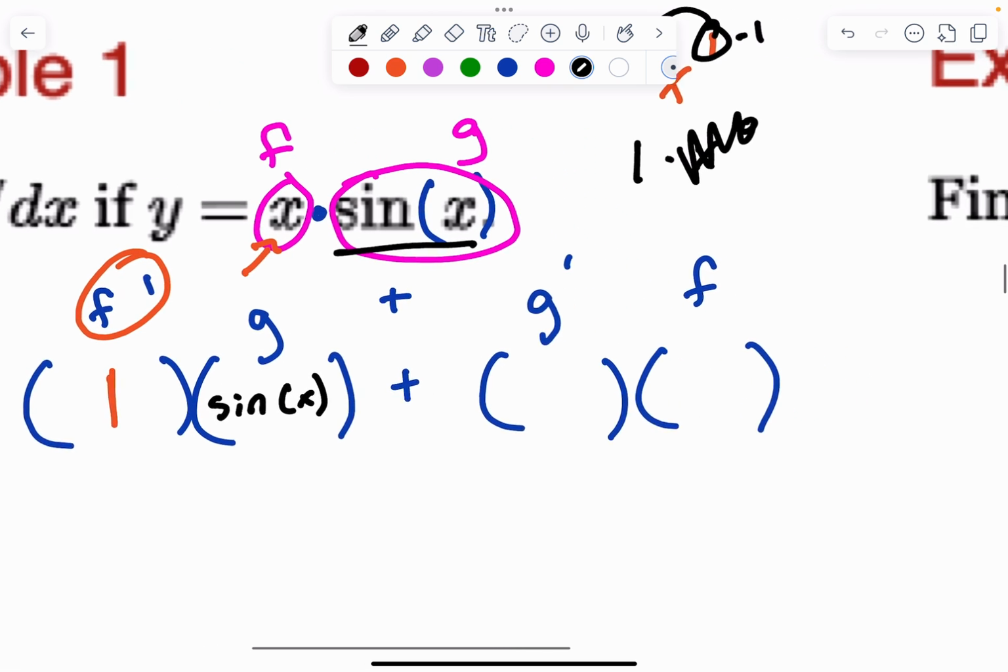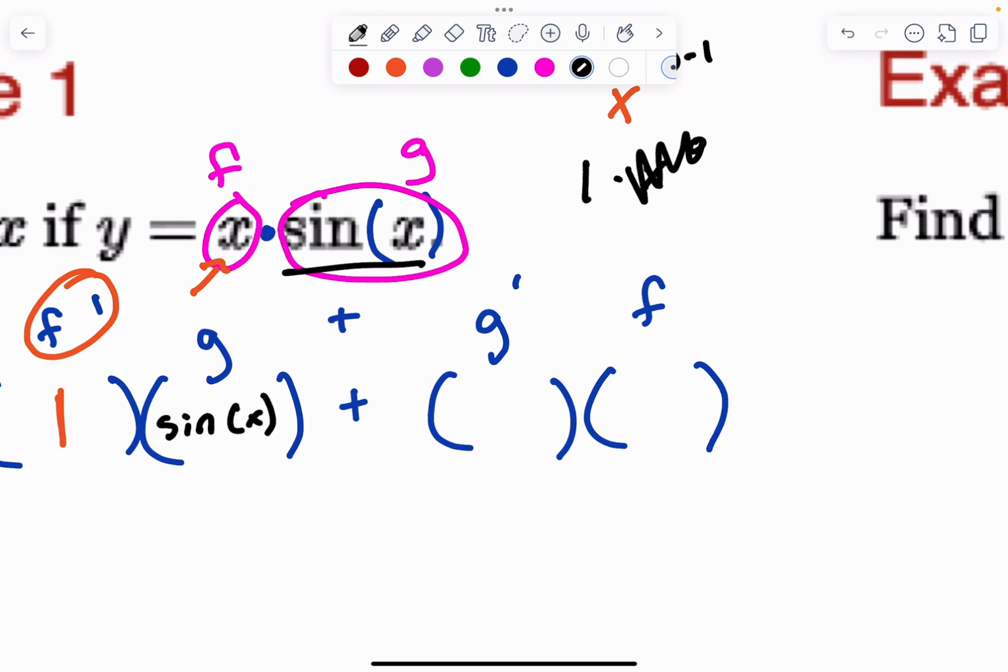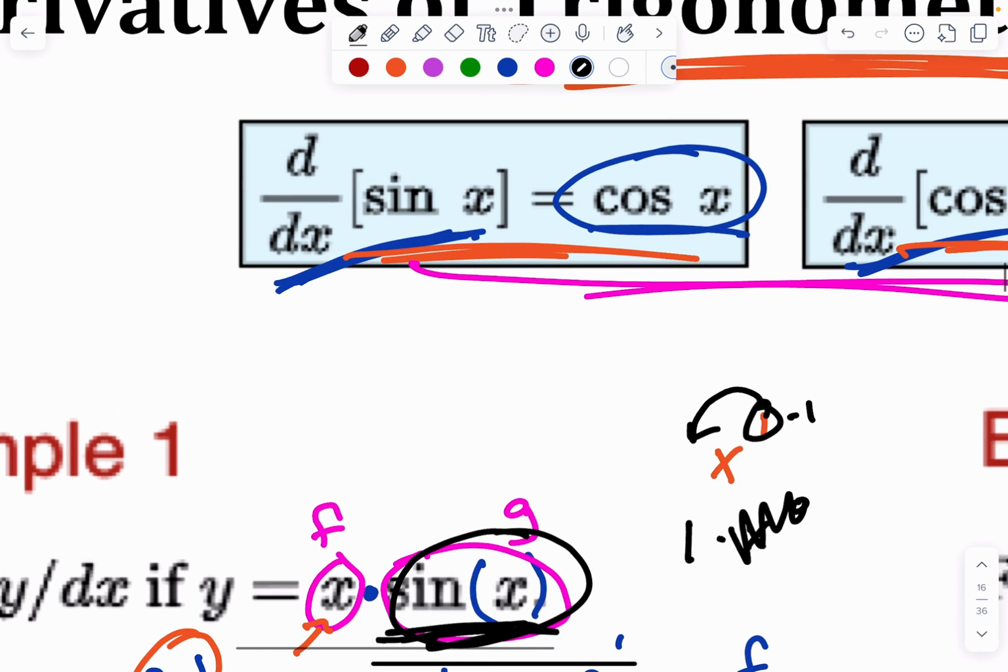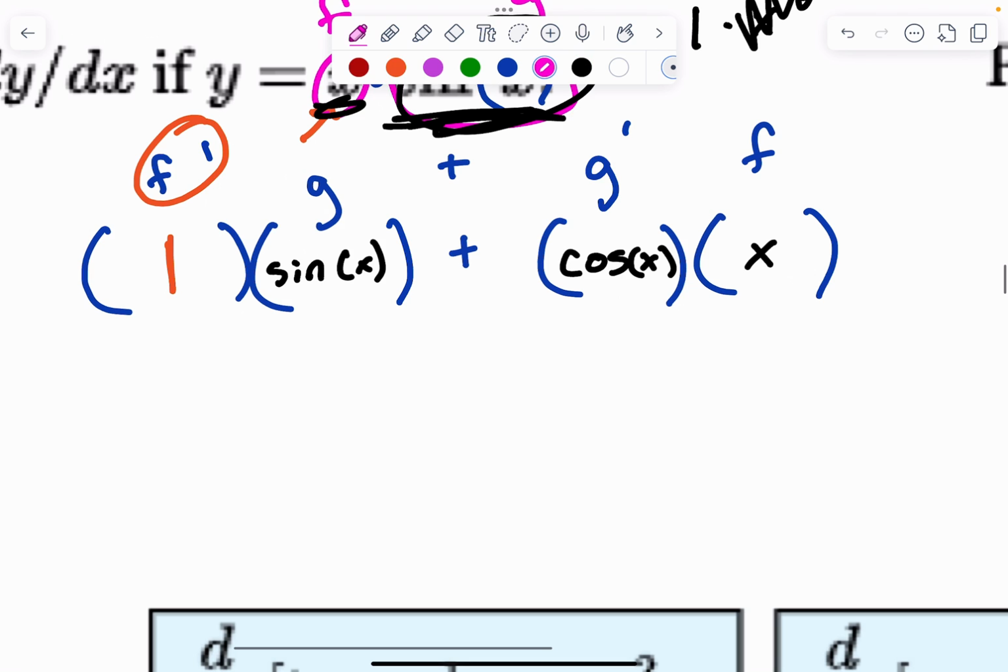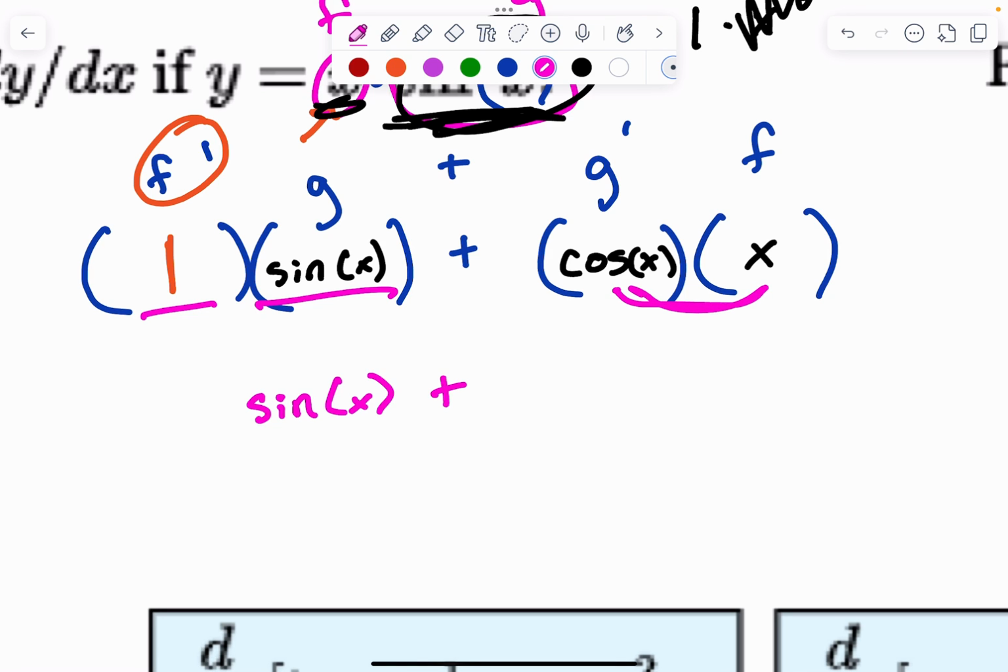Then we have g prime. I want to know the derivative of g, the derivative of sine, and we have that up here. The derivative of sine is cosine. So I'm going to put cosine of x in this little blank, and then times f, which is x. And then all I'm going to do is simplify. So 1 times sine of x is just going to give me sine of x, plus these two multiplied together.